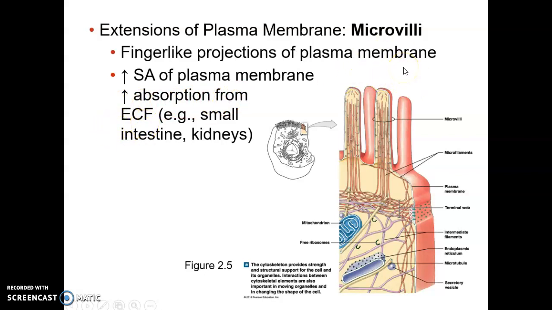that increases the absorption capacity from the extracellular fluid out here. So the cells that line your small intestines and your kidneys have many microvilli to increase the ability of those cells to effectively absorb and move substances across the plasma membrane into the cell, and in the small intestine to get those substances into your bloodstream. Okay, so microvilli, extensions of the plasma membrane, increase surface area, increase absorption ability, or even secretion ability of particular cells.